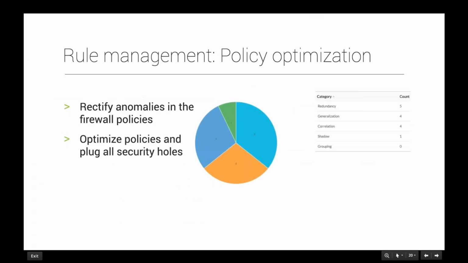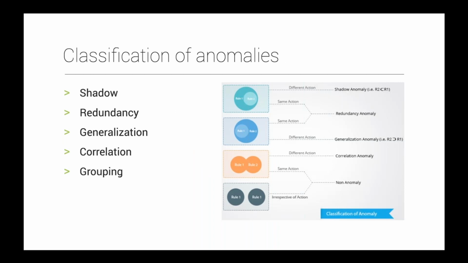Now that Jim has solved the visibility issue, he now has to address the second issue in hand. As mentioned before, the rules have been written by multiple security admins and have not been reviewed for over a long period of time. Because of this, there are a lot of anomalous rules which affect the performance of the firewall. Firewall Analyzer identifies the following rule anomalies. One is the shadow anomaly, second is the redundancy anomaly, third is the generalization anomaly, fourth is the correlation anomaly, and fifth is the grouping anomaly.